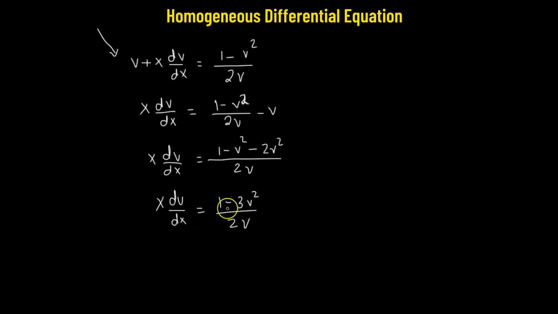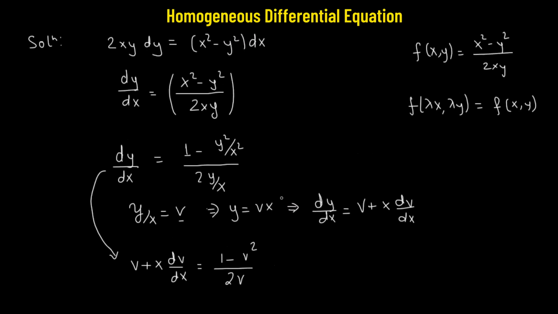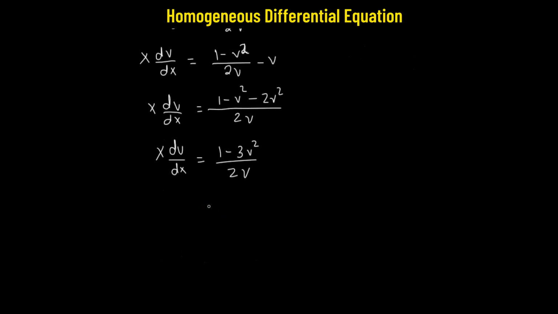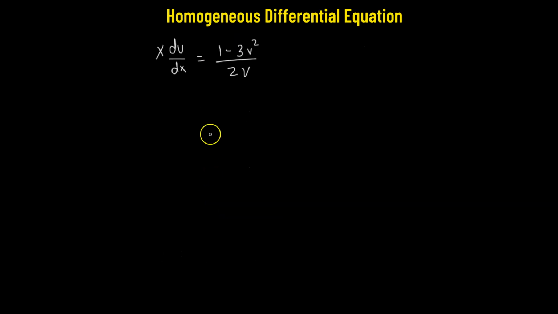Why did we do the substitution in the first place? Because if we go back to our original differential equation, this cannot be converted to the variable separable form unless we make the substitution y over x equals v, which is seen in this situation here. That means our differential equation in the variable separable form will be 2v over (1 minus 3v squared) times dv equals dx over x. So this is in the variable separable form. Now we can integrate both sides.